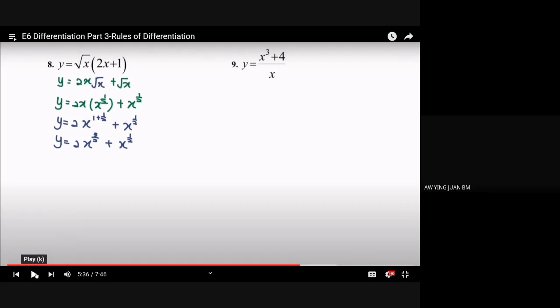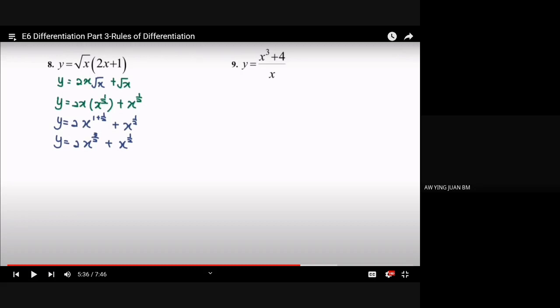So kalau untuk soalan ni, apa yang telah berlaku? Kita tak guna produk, kita buat expansion. Okay, kita buat expansion, kemudian baru kita differentiate. Kita tengok pula soalan nombor 9. Kita nak guna quotient rule ke, product rule ke?